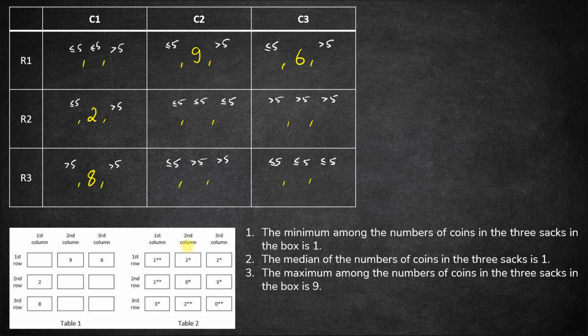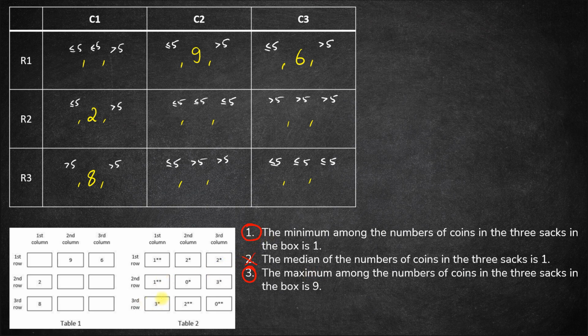So wherever you have a single asterisk, that means it satisfies only one condition. That one condition definitely cannot be the second condition. It can be either the first condition, that the minimum number of coins in a sack is 1, or the third condition, that the maximum number of coins is 9. Okay. So let's first focus on those boxes where only one condition is satisfied.